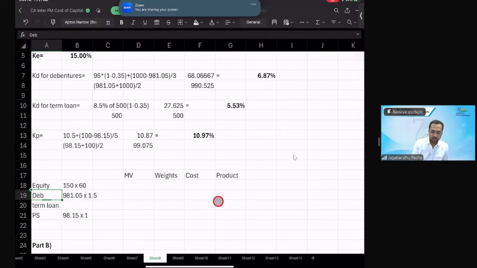Get the weighted average cost, please. Give me the weighted average cost.